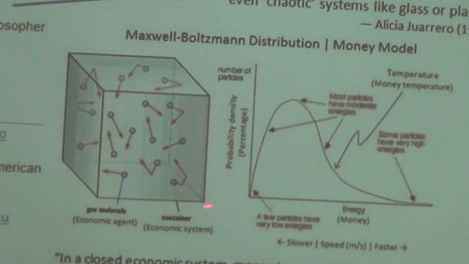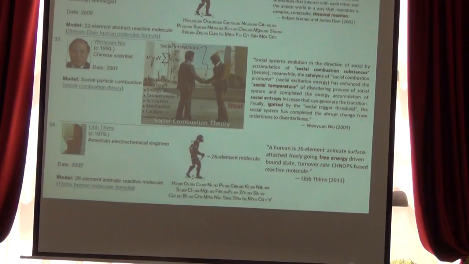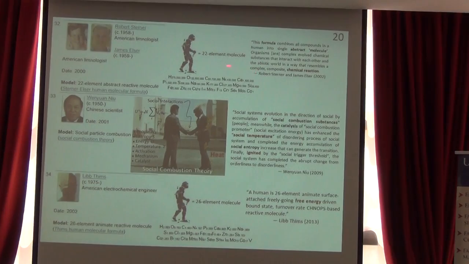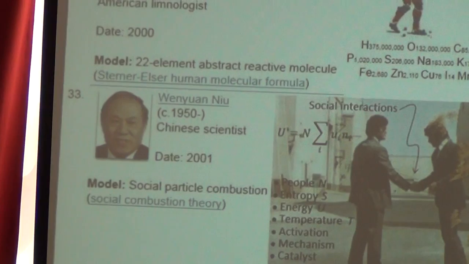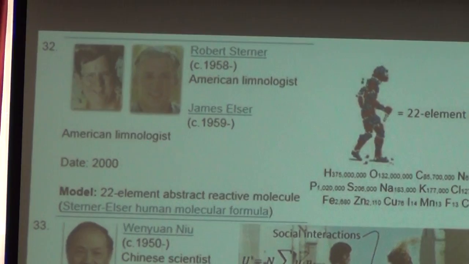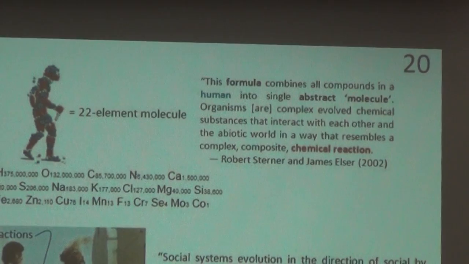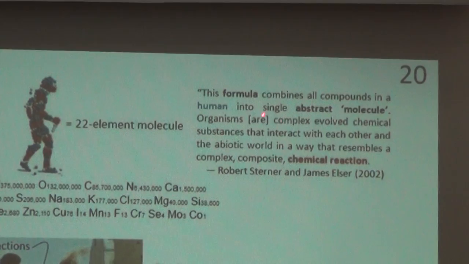Let me try to finish up here real quick. And so here's where I come into the picture. The first calculation of the molecular formula for a person was done by American limnologists Robert Sterner and James Elser. Their work comprises studying freshwater ecosystems and small microorganisms, and they wanted to apply the principle of stoichiometry, which means that the elements of the periodic table that go into a process have to balance the elements that go out of the process. And from their work, they calculated the first definitive formula for the human. So you want to study this paragraph here. Well, let's all focus on this.